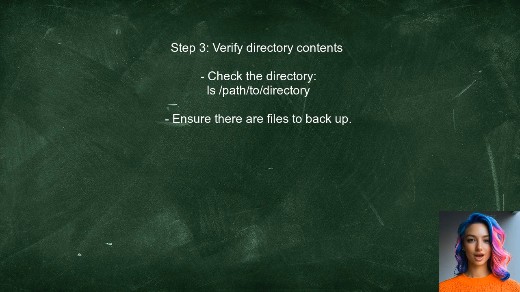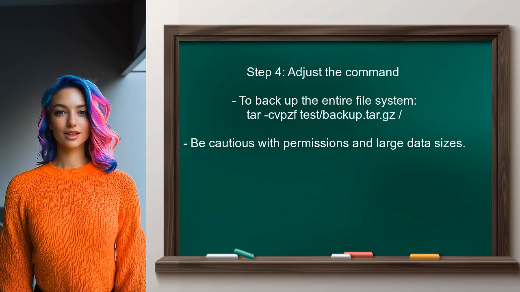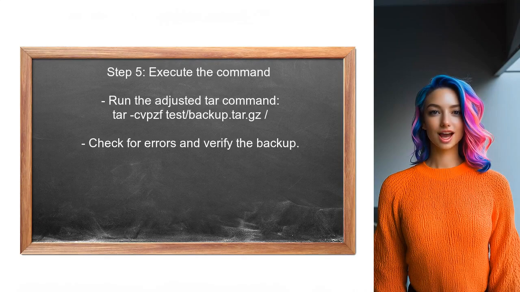The user can also verify the contents of the directory they are trying to back up. They should ensure that there are files present in the specified directory. If the user wants to back up the entire file system, they might consider using a different approach. They can remove the exclude option or specify additional directories to include. Finally, the user should run the adjusted command and check for any errors. If successful, they will have a backup archive without the empty archive issue.